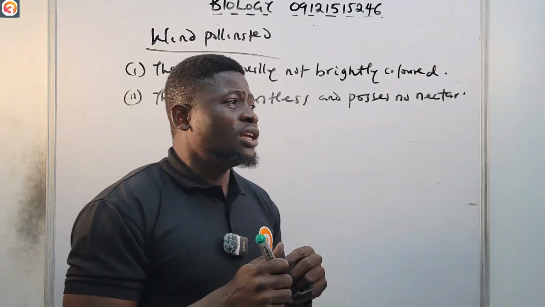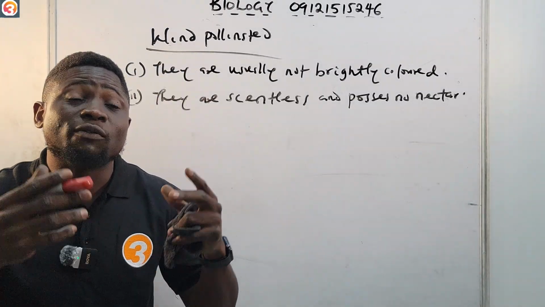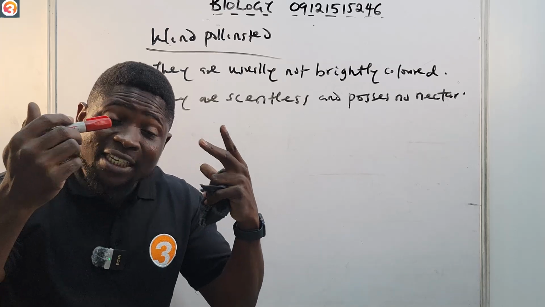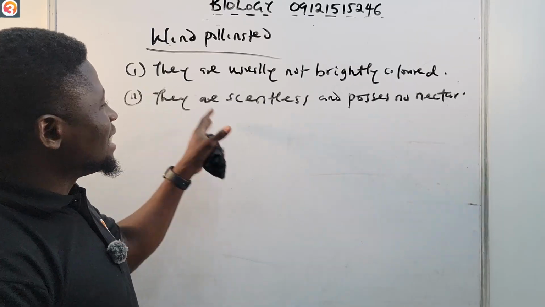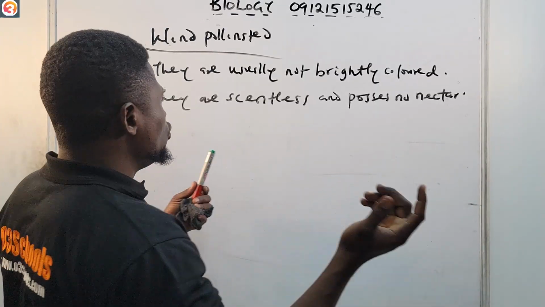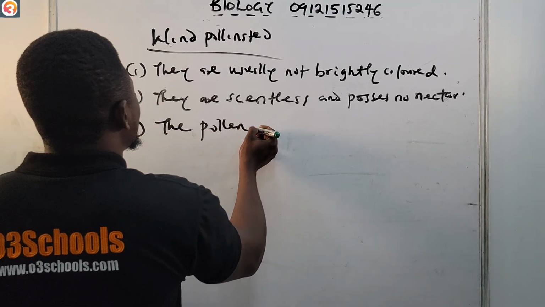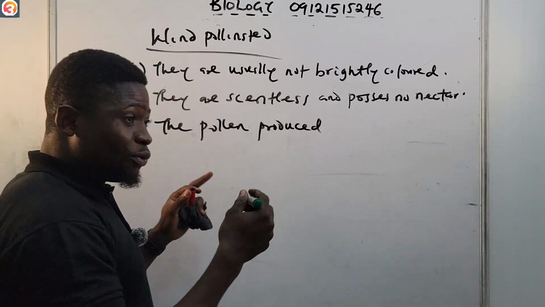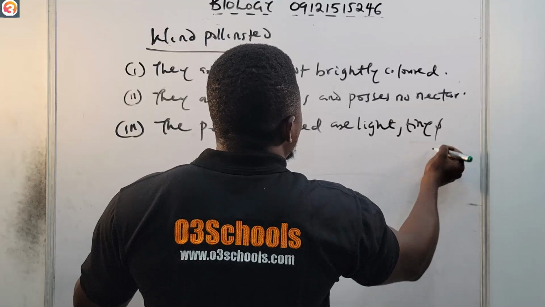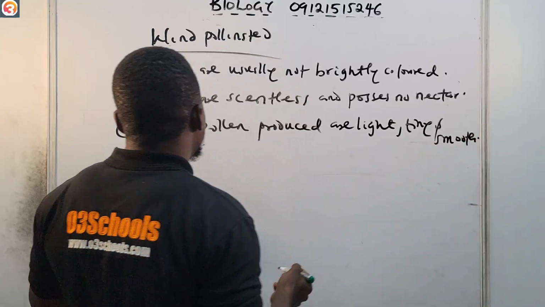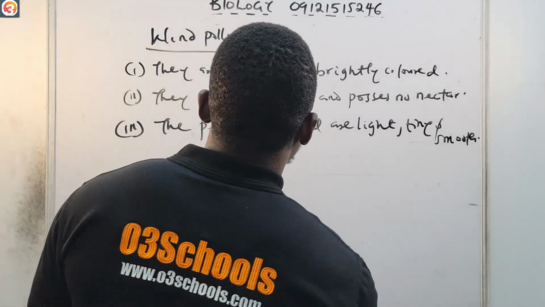It's mutual. Okay, so now, if the flower is scentless and possesses no nectar, what would the insect go and find there? So the insect will not go. All right. So they are scentless and possess no nectar. That is why wind will be the alternative. And then also the pollen produced, like I said, are usually light, tiny, and smooth. If the pollen produced is light, tiny, and smooth, it means that it can easily be carried by air current. So wind is the only alternative.